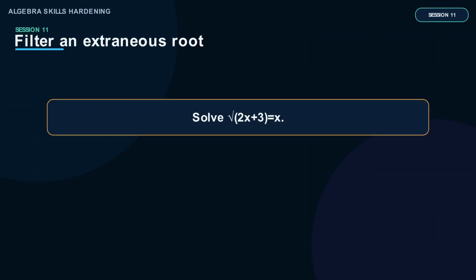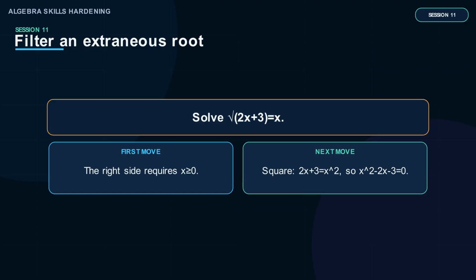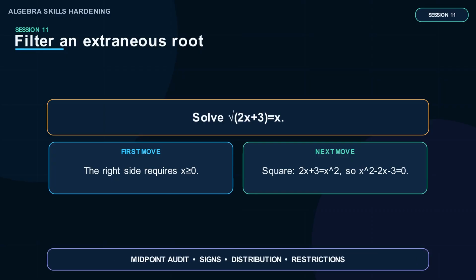Here is the challenge. Solve the square root of 2x plus 3 equals x. Restate the target and identify the most important part of the routine. The first move is, the right side requires x greater than or equal to 0. This changes the form without changing the meaning. Next, square. 2x plus 3 equals x squared, so x squared minus 2x minus 3 equals 0. Keep the relationship visible and apply the operation to every required term. Now audit distribution, signs, copied values, and restrictions. A brief midpoint check is cheaper than rebuilding the solution.